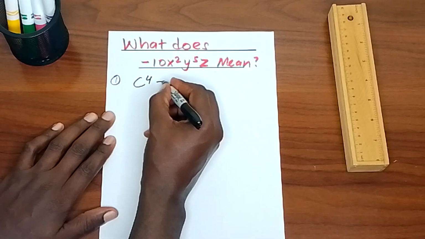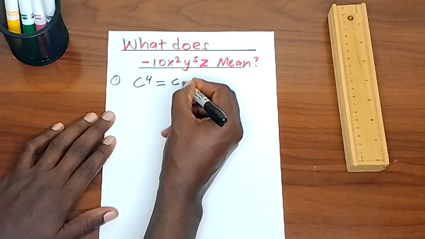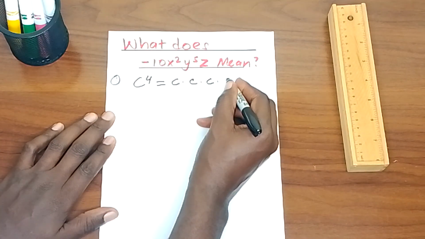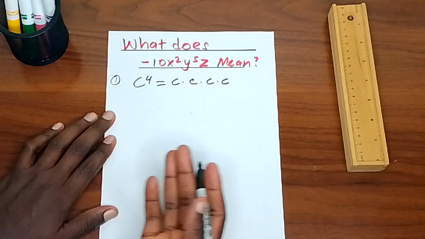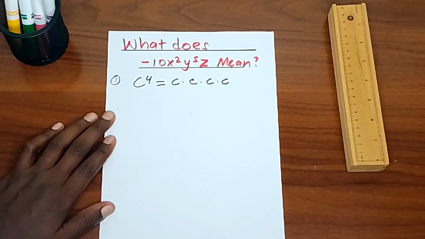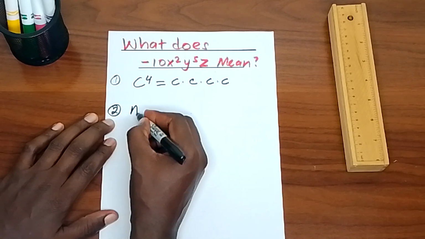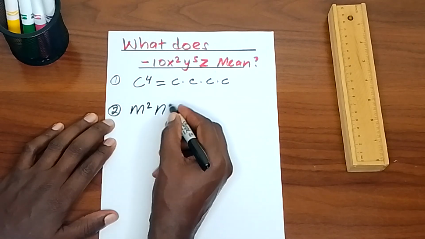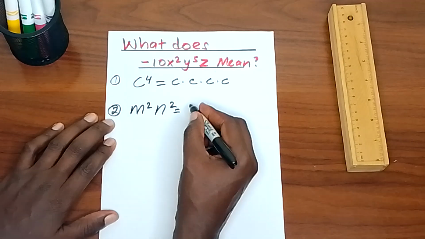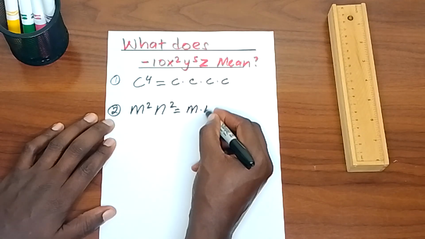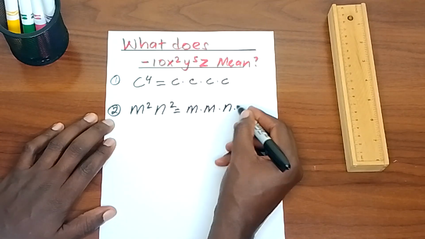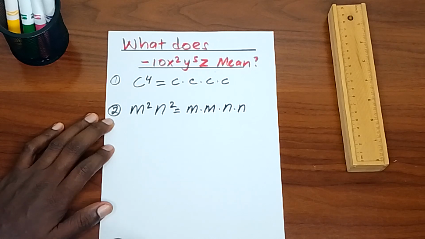What does this mean? It means c times c times c times c. This is c power 4 written in the simplest form. Then if we have m squared n squared, what does it mean? It means m times m times n times n, written in the simplest form.